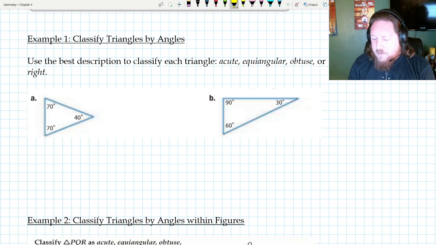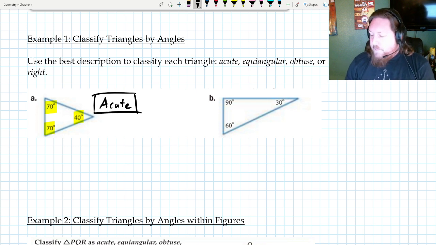In A, I see 70, 40, and 70. All of those are less than 90 degrees. Because all three of those angles are less than 90 degrees, I call this an acute triangle.